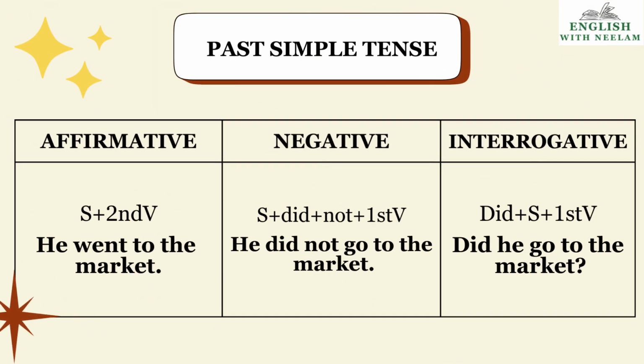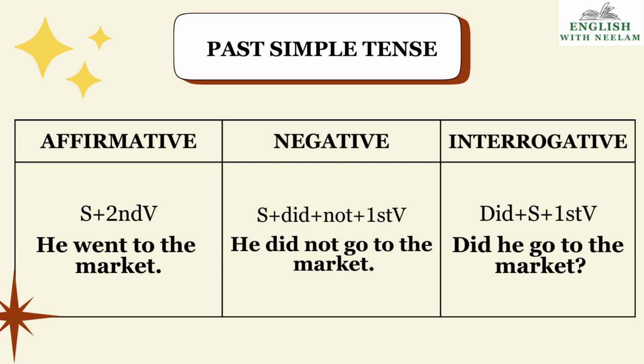Let us see how to make affirmative, negative or interrogative sentences using past simple tense. Firstly, we talk about affirmative. Subject plus second form of verb. Very simple. He went to the market. Negative. He did not go to the market.